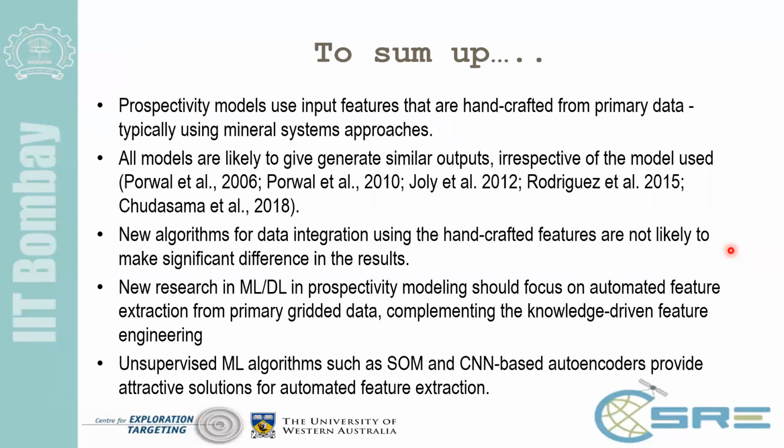To sum up, new research in deep learning and machine learning should focus on feature extraction from primary gridded data, which you can then use to complement knowledge-driven feature engineering. As for new algorithms for data integration, we can use different techniques and algorithms, but they are not likely to give you improved results for prospectivity modeling. That's the takeaway from my side. Thank you.